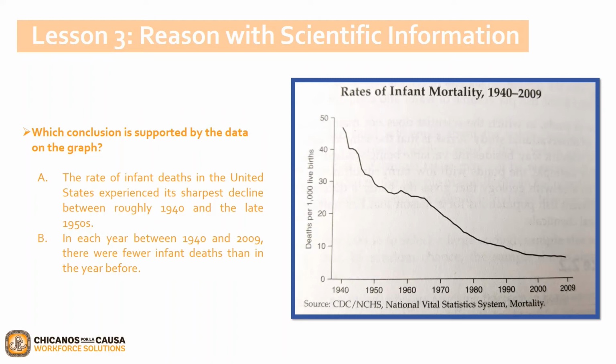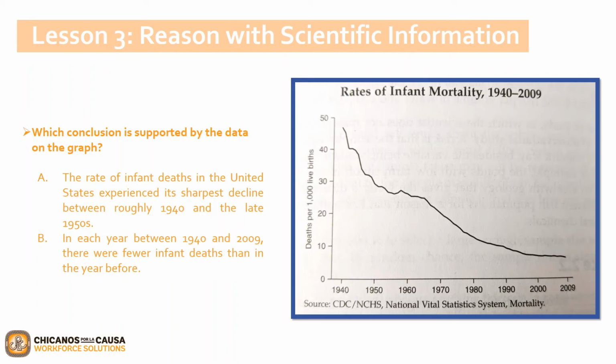We have option A, which states, the rate of infant deaths in the United States experienced its sharpest decline between roughly 1940 and the late 1950s. The second conclusion states, in each year between 1940 and 2009, there were fewer infant deaths than in the year before. Now let's go ahead and look at this graph where we can determine such an answer.